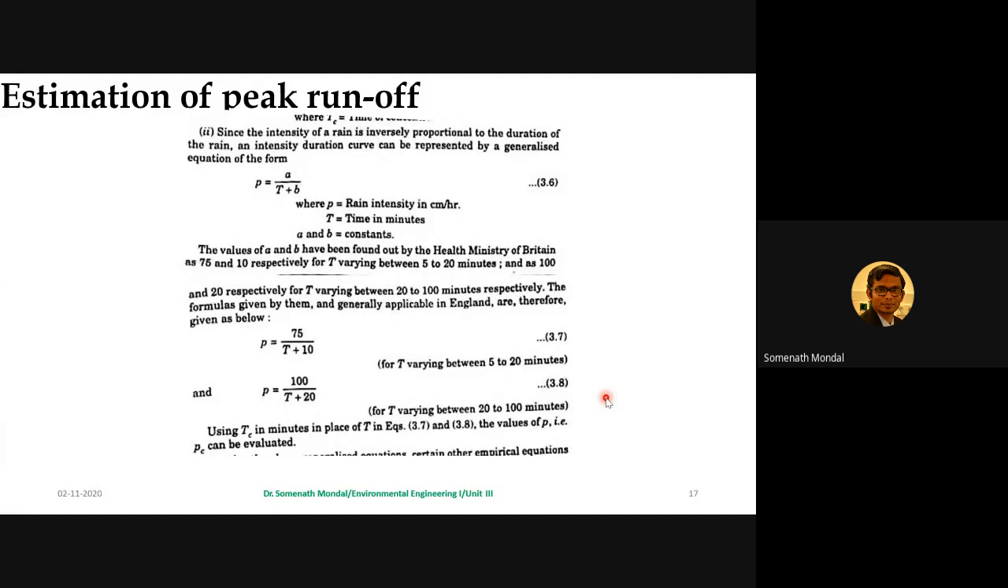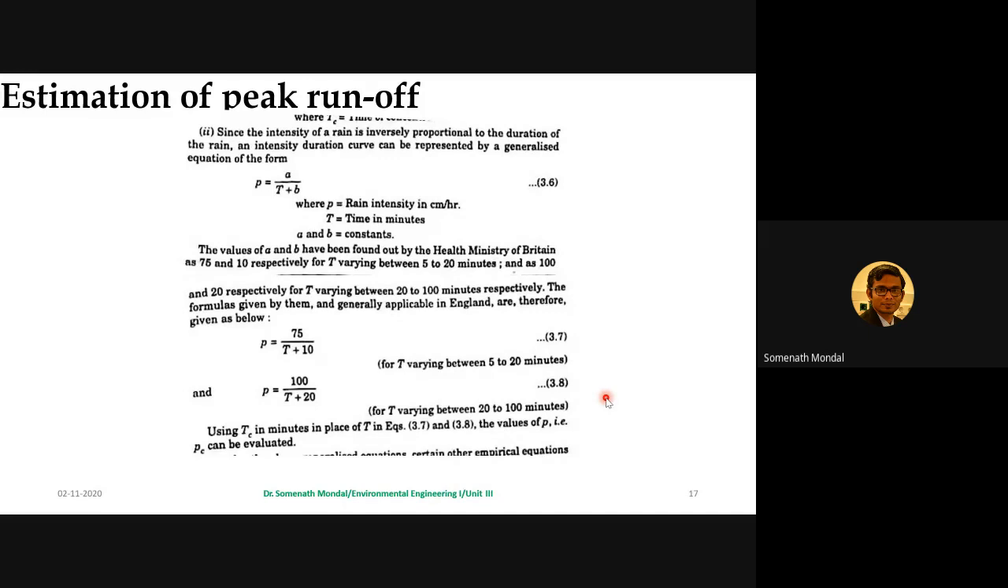And that is 120 respectively for T varying between 20 to 100 minutes respectively. So T actually is something you need to understand very well, and once you get that value, then the entire equation becomes P equals 75 by T plus 10 or P equals 100 by T plus 20.